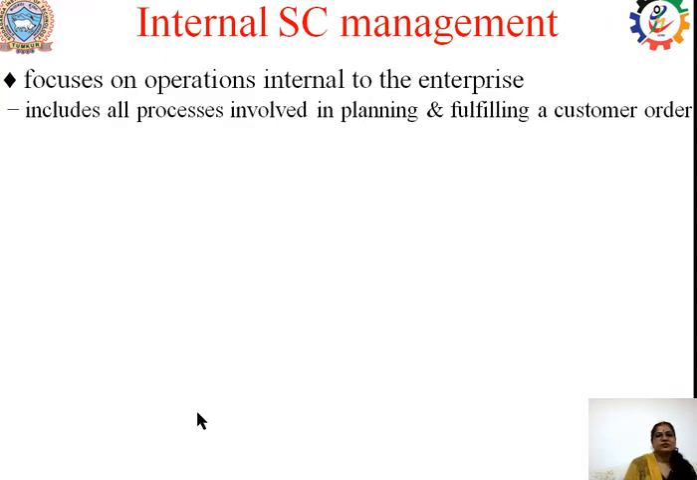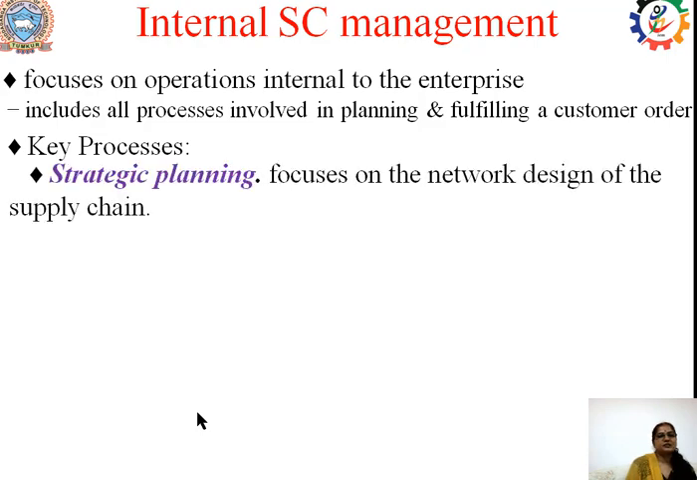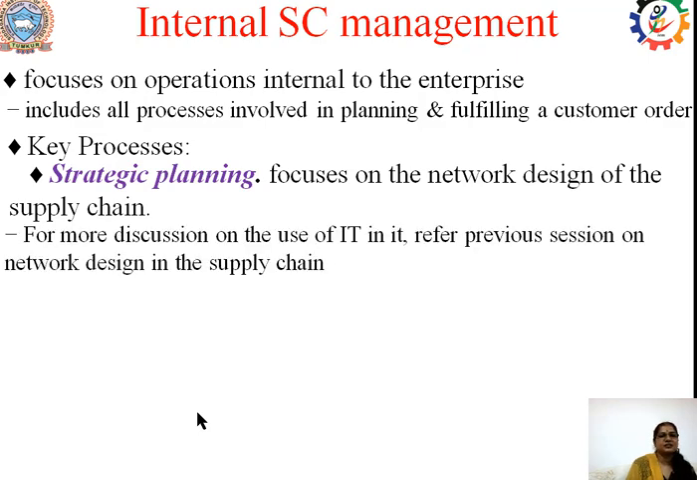Now let us focus on internal supply chain management. It includes all processes involved in planning and fulfilling a customer order. A customer order has come in from the CRM. Now we have to fulfill it. You have to plan it, you have to execute it, you have to make a few decisions to fulfill that order. What are the key processes? Strategic planning, we already saw in the previous class, network design and supply chain.